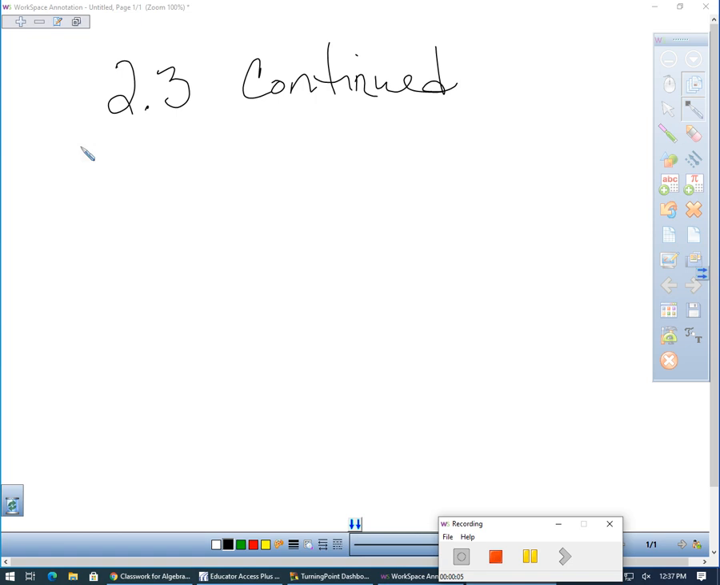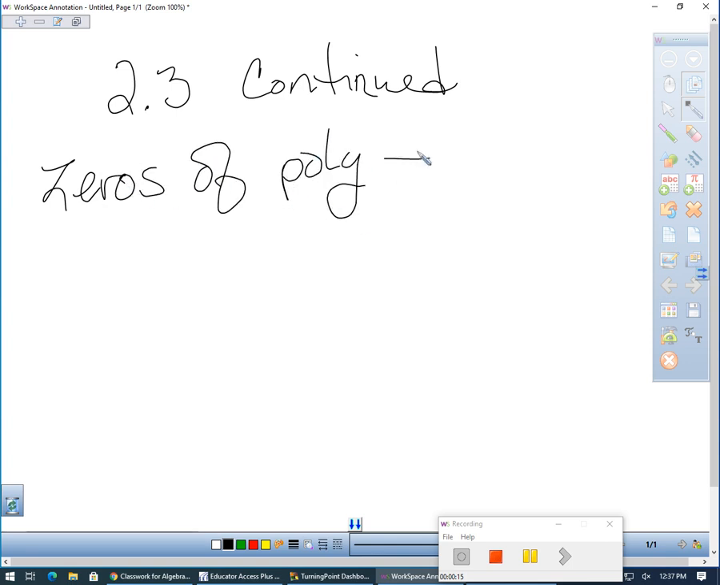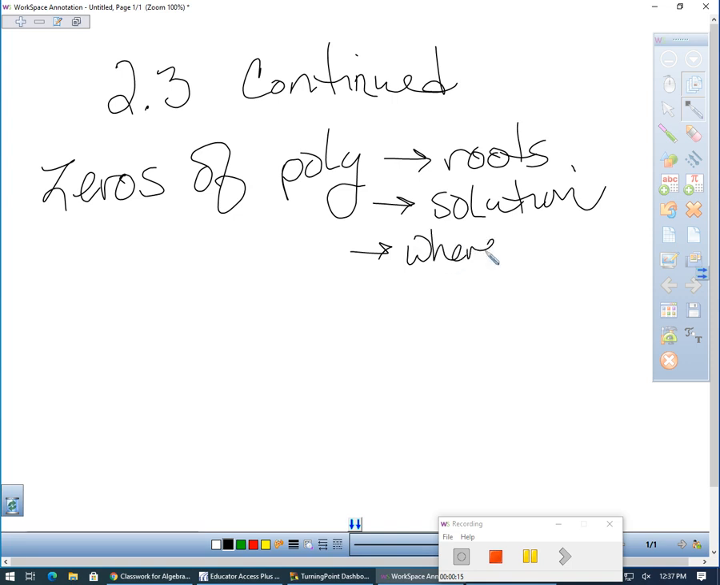All right, so today we're going to talk about first the zeros of a polynomial. The zeros of a polynomial, we also say that is their roots. It is their solution. It is also where it crosses what? Good.